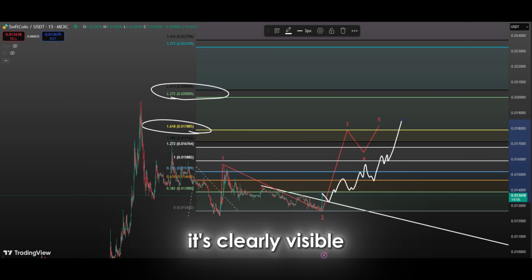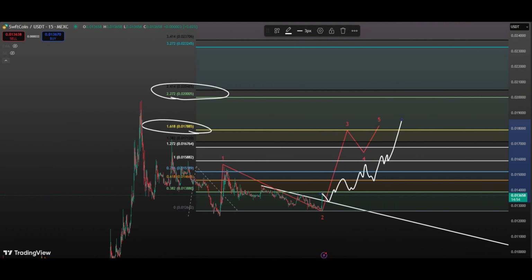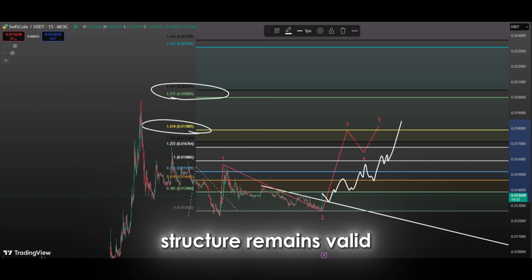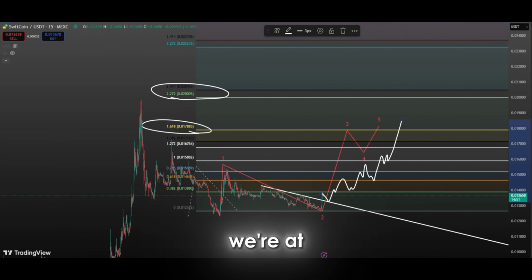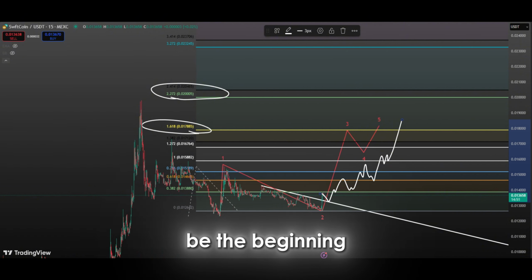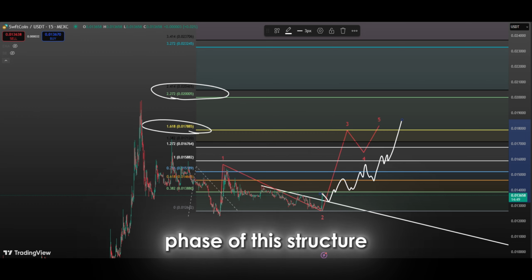At this point, it's clearly visible on the chart that although the second wave has made a deep correction, it hasn't dropped below the beginning of the first wave. This clearly shows that the Elliott structure remains valid and the bigger picture is still intact. The current stage we're at may very well be the beginning of the third wave, which is arguably the most critical phase of this structure.